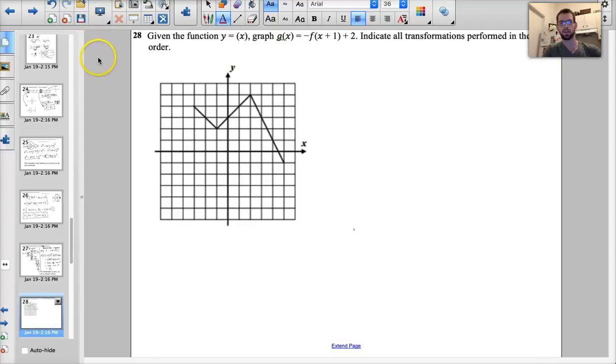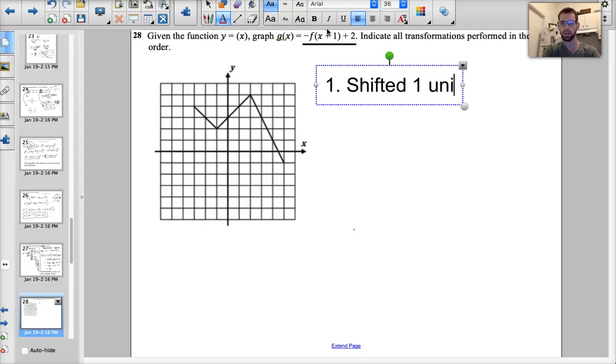All right, number 28. Given this function, it says to graph this function here and indicate all the transformations. So first, I'm going to note the transformations. First, parentheses first, there is a shift. It shifted 1 unit, and then I'm adding 1 inside of parentheses, which means I'm going to the left.